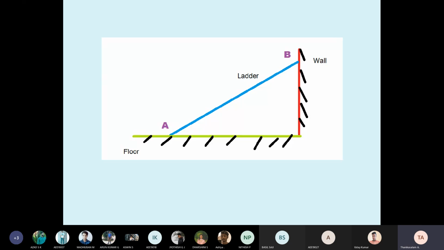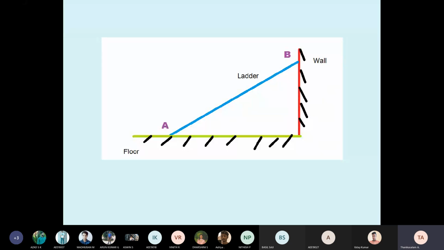So in this diagram, I have drawn the ladder in blue color, with length AB. It is resting on a rough horizontal surface at the floor and a rough vertical wall. Generally, when we rest the ladder, the friction must be available. Then only we can climb the ladder, walk, and go step by step. Otherwise, it will fall down. Therefore, friction is available at the wall and the floor.